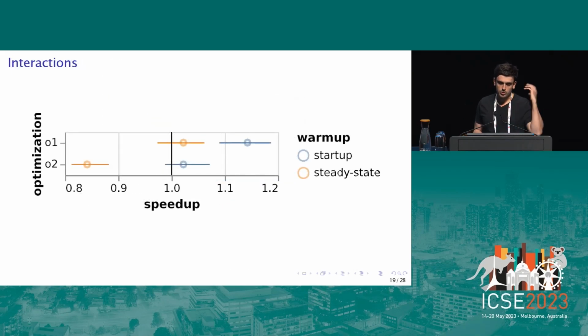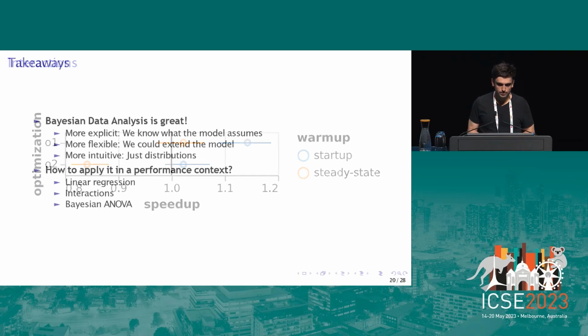In the paper, we also show another extension, which I don't have time to talk about now, but it's basically interactions. Interactions are a way to be able to say if an optimization works only in certain contexts. So you can say it works, but only on one machine, or it works, but only when the JVM is hot. And this is what this plot is saying, that one of the optimizations only works when the JVM is hot.